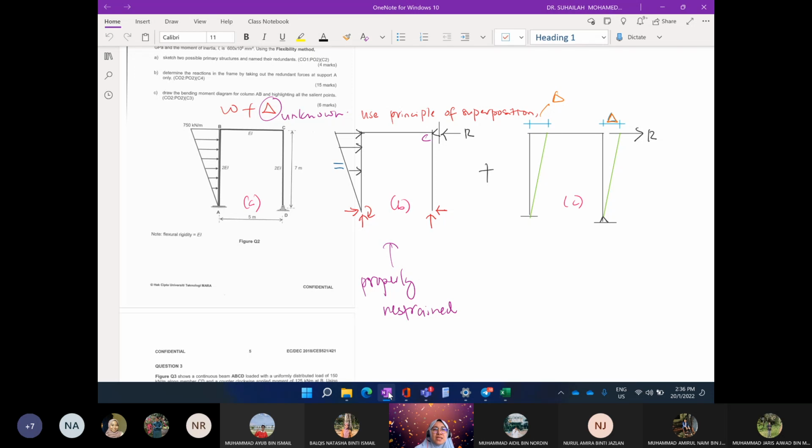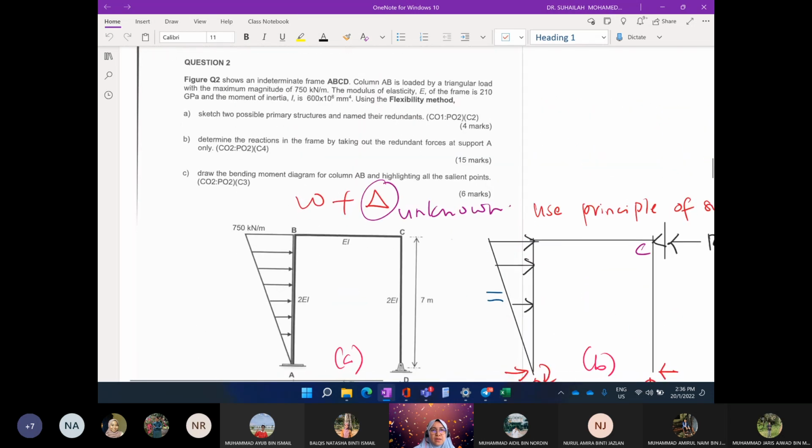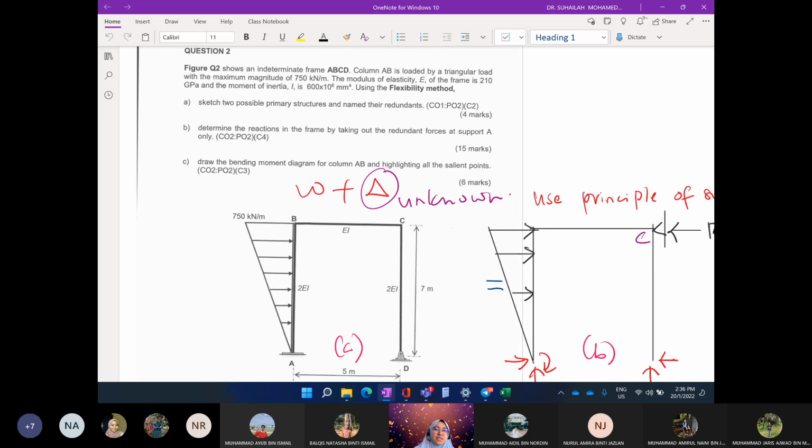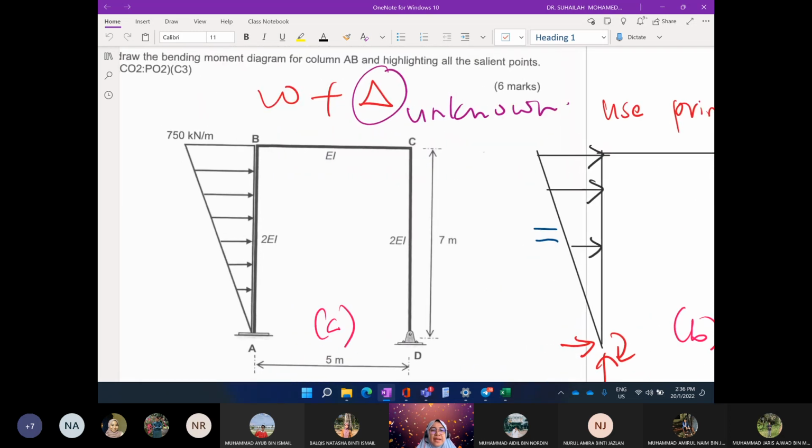So I actually picked this question. This is actually a flexibility method question. Anyway, we can analyze this frame using the moment distribution method. When we look at this diagram, we have frame A, B, C, D. A is fixed. D is pin support. This frame is subjected to a triangular load along member AB. This triangular load is W.